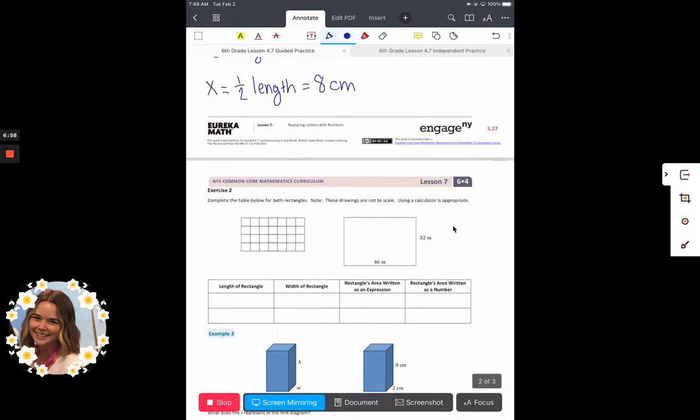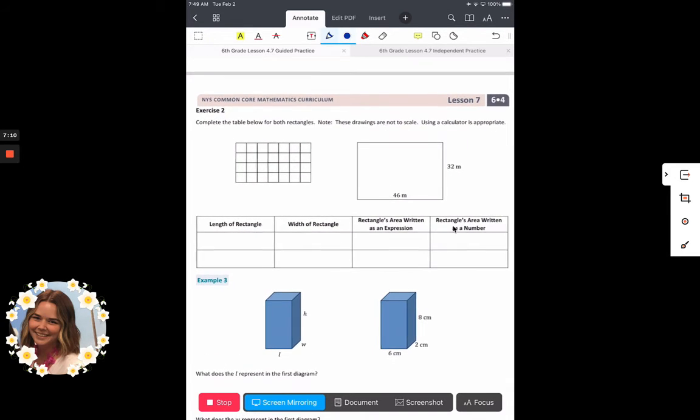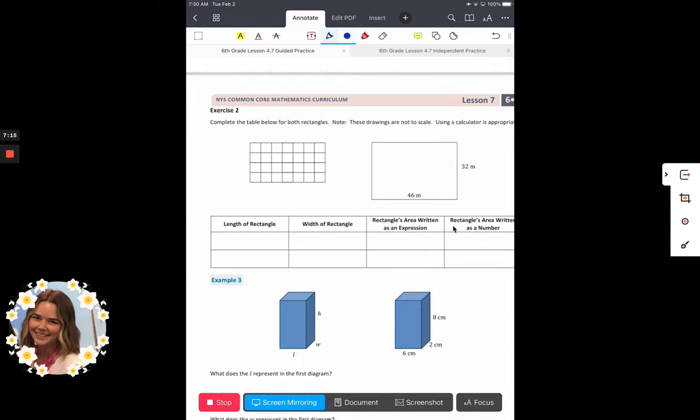Let's take a look at exercise 2. Exercise 2 says to complete the table for both rectangles. Using a calculator may be appropriate, so you're welcome to use a calculator if that is helpful for you. So we have 2 rectangles. I'm going to label these rectangles just to make it a little bit easier. So this first one with all the little pieces inside of it, I'm going to call A. And this one that has the measurements, I'm going to call B. So I'm going to put A and B.